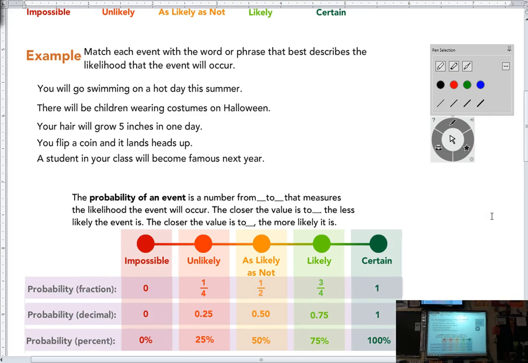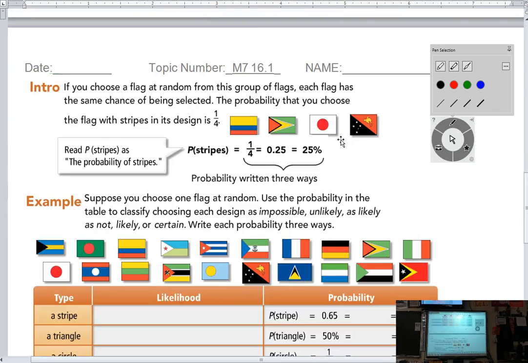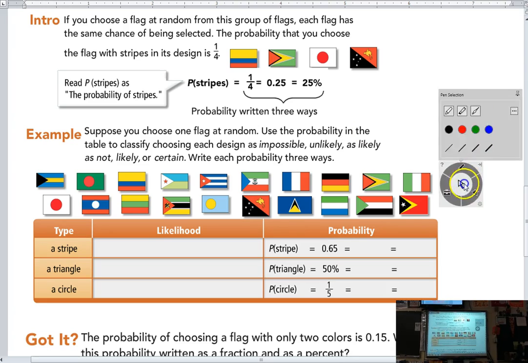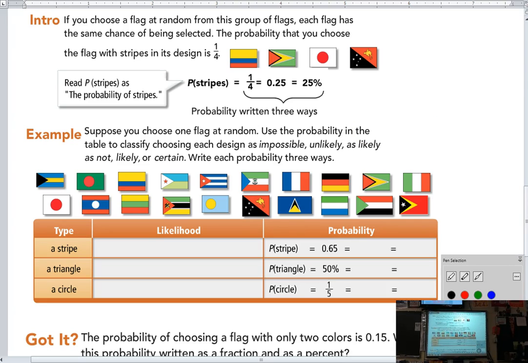Okay, flip to the back. So try this out. When you're looking at those flags for probability of a stripe, how many flags up there have stripes? Go through and do a little notation on them.